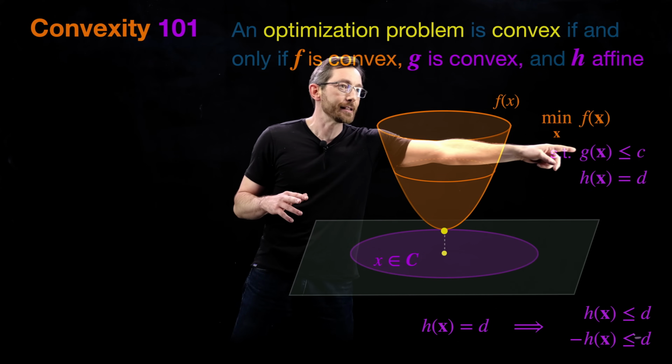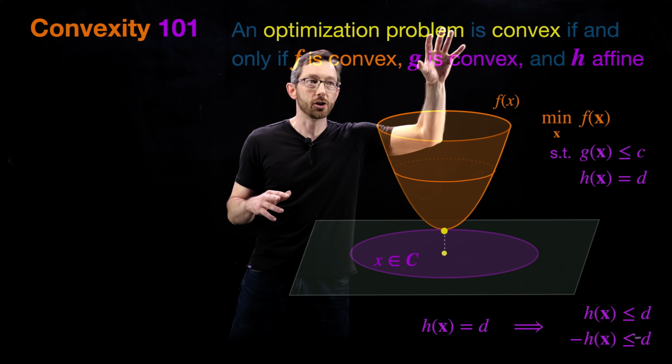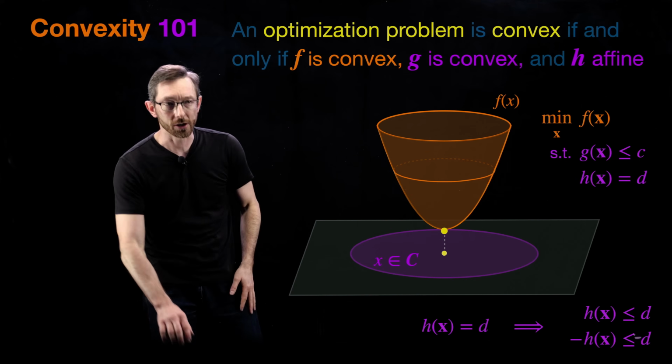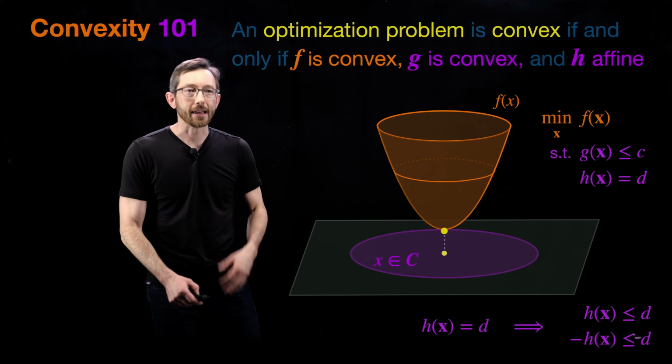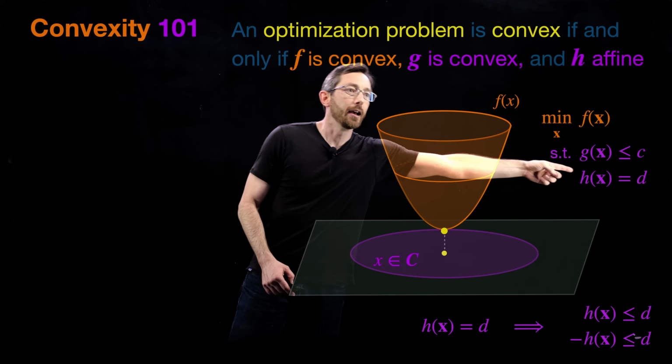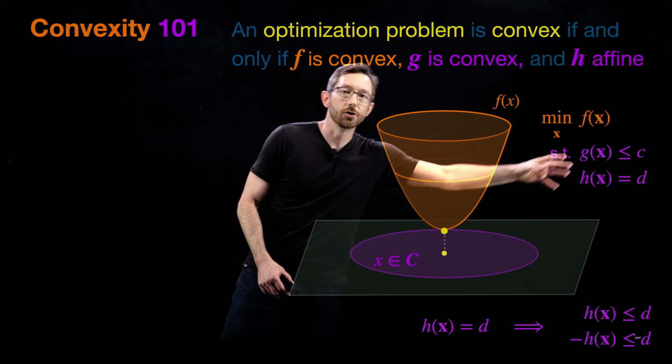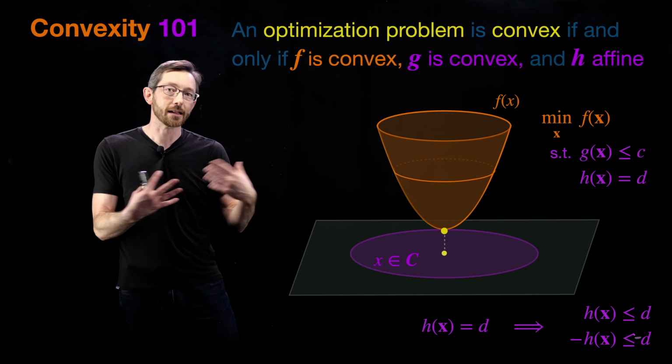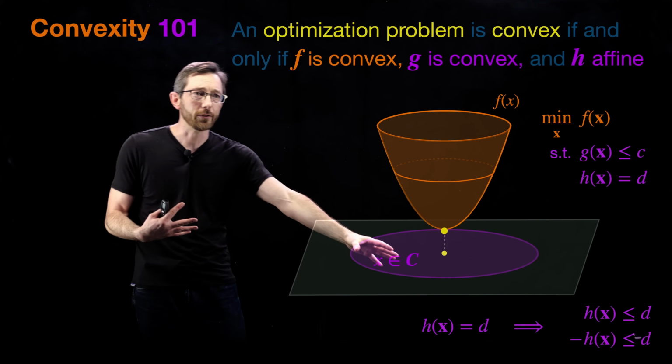And the g of x's, the actual inequality constraints, also have to be convex functions. We're going to talk a lot more about that later, why that's true. But just know that if these g's are all convex functions, then these inequality constraints will give you a convex feasible set.